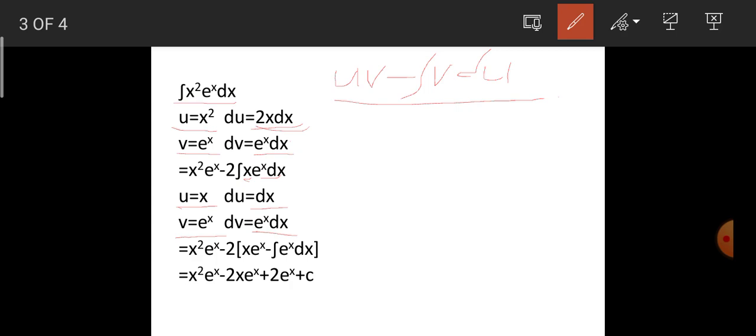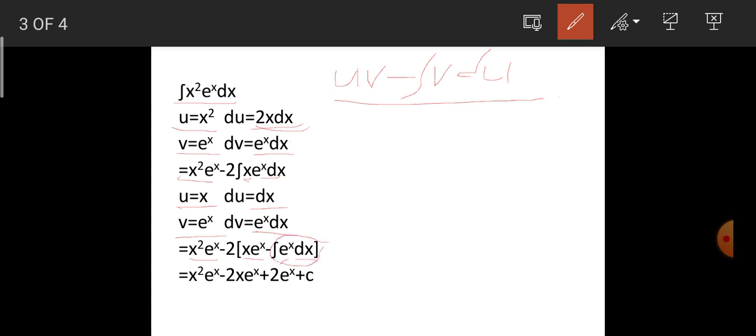First, copy your first answer, which is x squared e to the power of x subtracted by 2 times the quantity of x e to the power of x, where our u is x and our v is e to the power of x, subtracted by the integral of v, which is e to the power of x, and our du is dx.